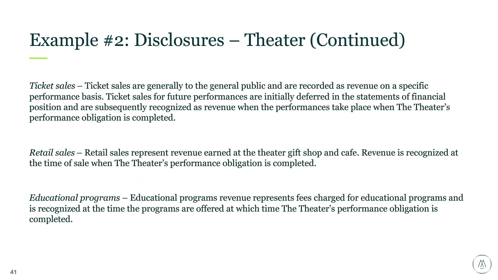Here are a couple example disclosures. These are the revenue recognition policy footnotes. You can see that they are organized by revenue stream. They include a description of what is included in that revenue stream, how revenue is recorded, whether it's over time or at a point in time, and what the performance obligations are.